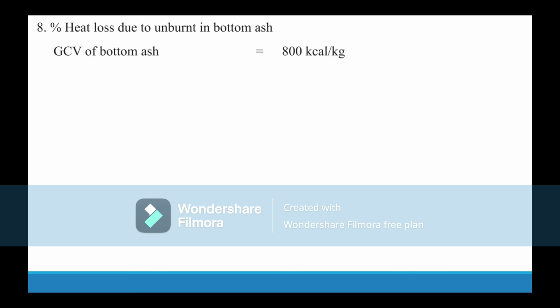Then the next loss is heat loss due to unburned bottom ash. Similarly, gross calorific value of bottom ash is given, which is equal to 800 kilocalorie per kg, and the amount of bottom ash in 1 kg of coal equal to 0.9 into 0.48, because 48% is the total ash available in the coal. In that, 90% is bottom ash and 10% is fly ash. The heat loss due to fly ash is already calculated. The remaining 90% is the bottom ash. Therefore, the bottom ash value is equal to 0.438 kg.